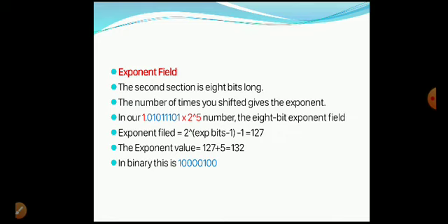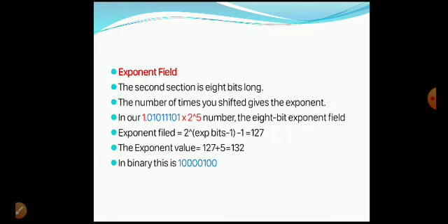The number of times you shifted to convert the number into the normalized number will give the exponent. In our case it is 2 to the power 5, that 5 is very important. So the exponent field is actually calculated using the bias calculation.